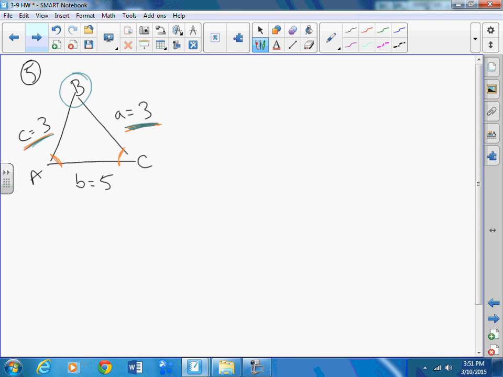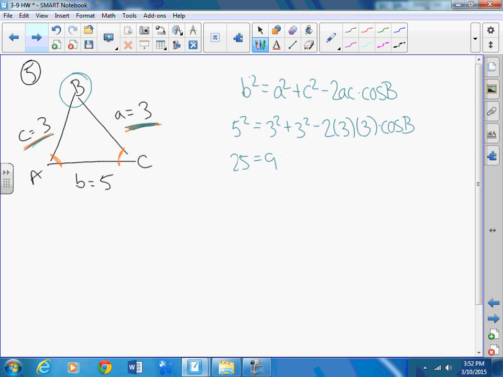So if I want to find out something about angle B, I need to be talking about the cosine of B. So I need to use the version that's B squared, because that's the only one that talks about angle B in some way. So then I can just plug in 5 squared is equal to 3 squared plus 3 squared minus 2 times 3 times 3 times the cosine of B. 25 is equal to 9 plus 9 minus 18 cosine B.